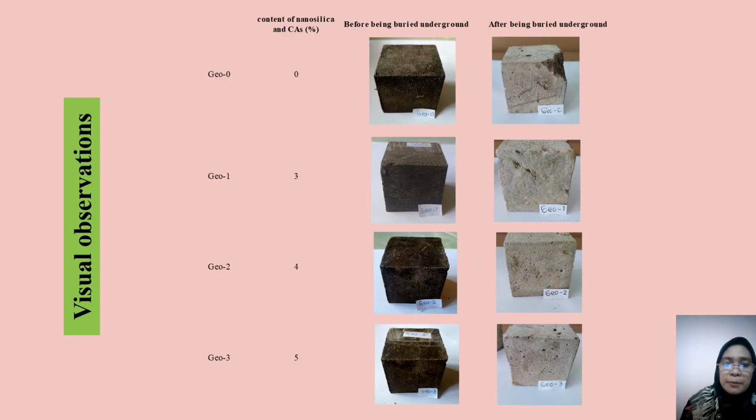These pictures display the photographs of the specimens before and after being buried. These pictures show the visual change on the surface, especially on the Geo0 specimens, without the addition of nanosilica and crystalline admixture, where erosion occurred on the surface. The erosion happened because groundwater could enter the pores through the surface. As for the specimens with nanosilica and crystalline admixture, the geopolymer was only slightly damaged.